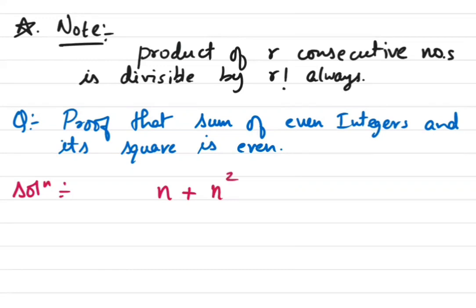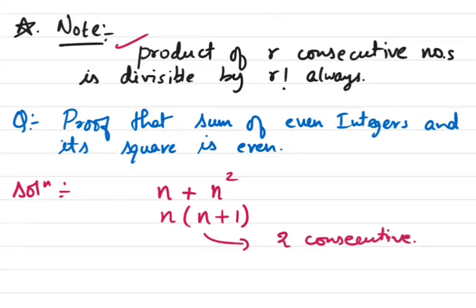So if a number is divisible by 2, then we call it even. From n and n square, can we take n common? So we get n into n plus 1. And what does this result say? Isn't it two consecutive numbers? These are two consecutive numbers. So two consecutive numbers are divisible by 2 factorial, because r consecutive numbers are divisible by r factorial. Therefore, two consecutive numbers will be divisible by 2 factorial.